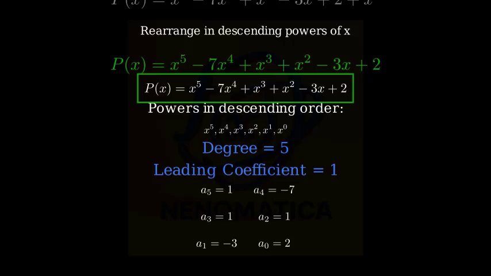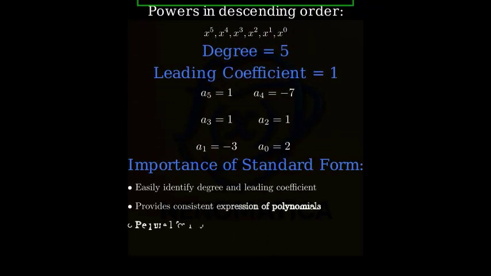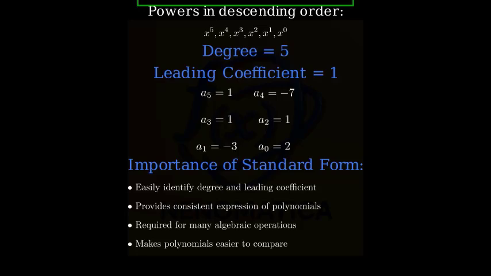The standard form of a polynomial is important for several reasons. First, it makes it easier to identify the degree and leading coefficient. Second, it provides a consistent way to express polynomials, which is essential when comparing or working with multiple polynomials. Third, many algebraic operations and theorems assume polynomials are written in standard form.